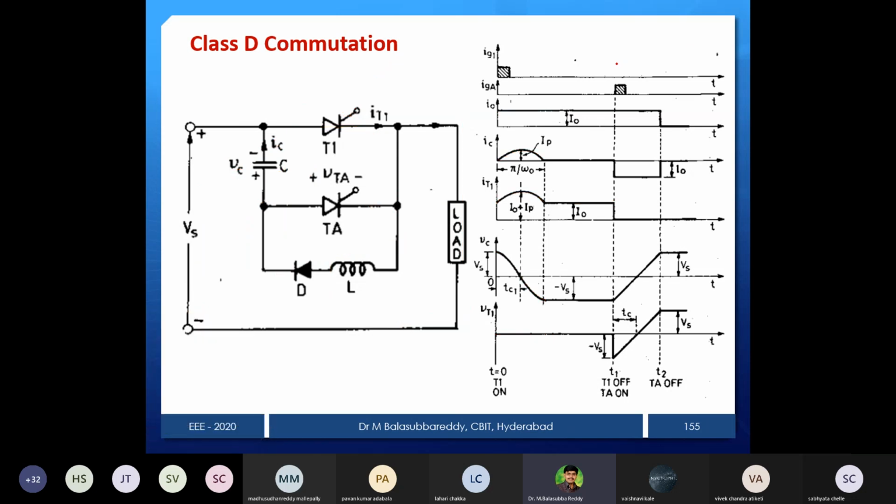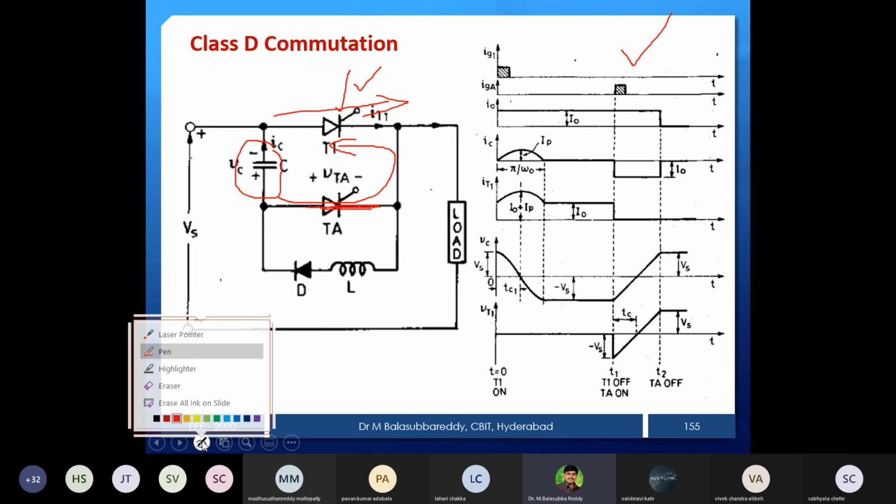And mode 2 operation: to turn off the main thyristor, I turn on the auxiliary thyristor. Now this is minus, this is plus, and the auxiliary thyristor is on. What will happen? Plus is connected to the cathode, minus is connected to the anode. Now the current is passing in the opposite direction. Load current is like this and the commutating current is opposite. Whenever the capacitor current is more than the load current, the main thyristor is going to be turned off. That's all. Very simple logic.